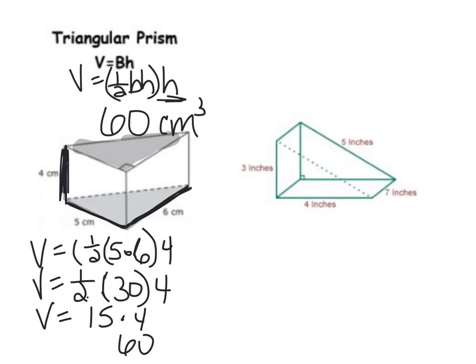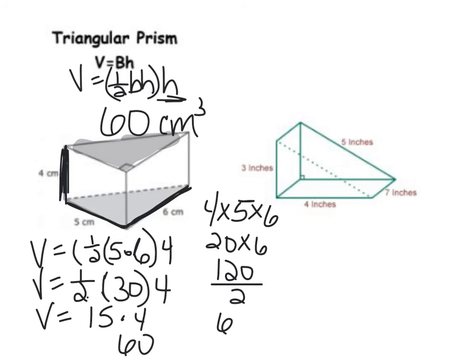Now here's a trick that I told you that you could do. You could just go ahead and multiply. So if you do 4 times 5 times 6, so 4 times 5 is 20, times 6, that's 120, and then if you divide that by 2, that's 60. So you could do that the same. Any questions?